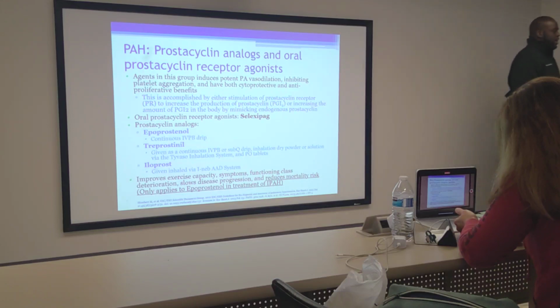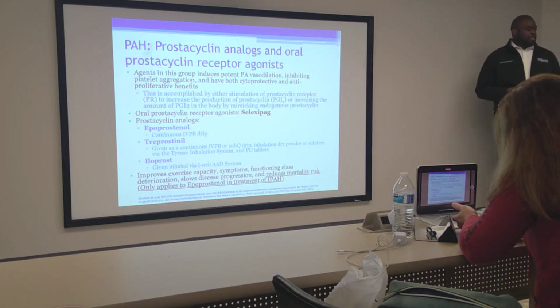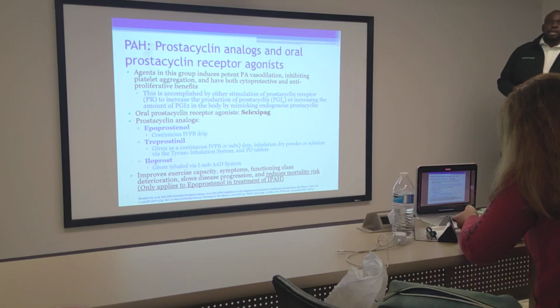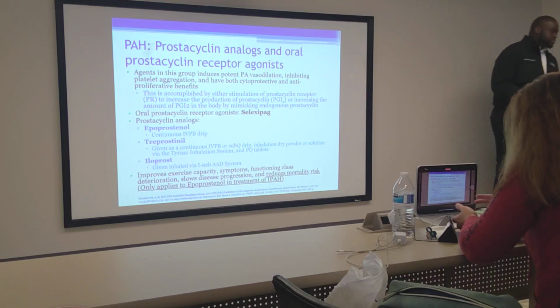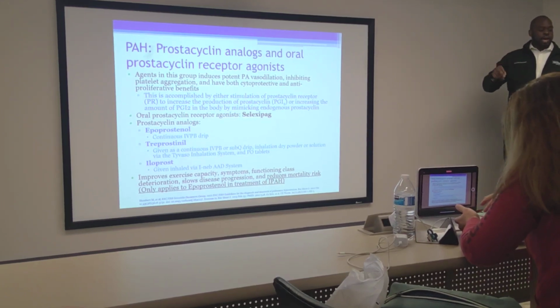So this actually comes by either stimulating your prostacyclin receptor to increase the production of your prostacyclin, or increasing the amount of PGI2, your prostacyclin, in the body by mimicking endogenous prostacyclin. So we also have your oral prostacyclin receptor agonist, which is selexipag. Remember I mentioned earlier, selexipag wasn't on that chart we were talking about. Remember that you can use it for class 2 as well as for class 3 without poor prognosis.